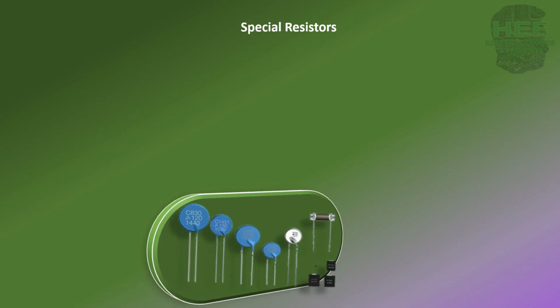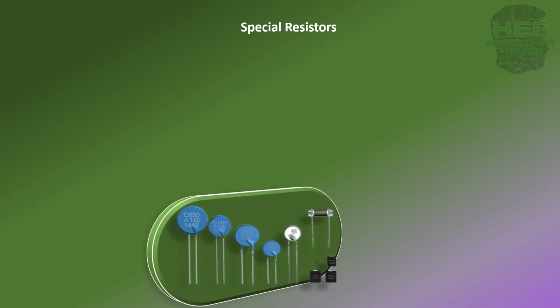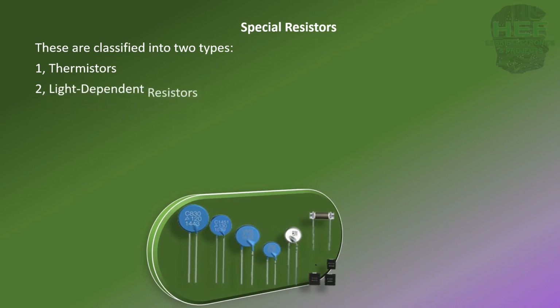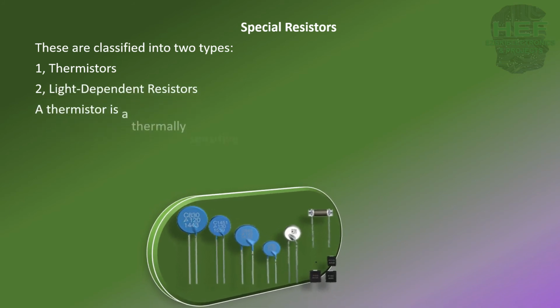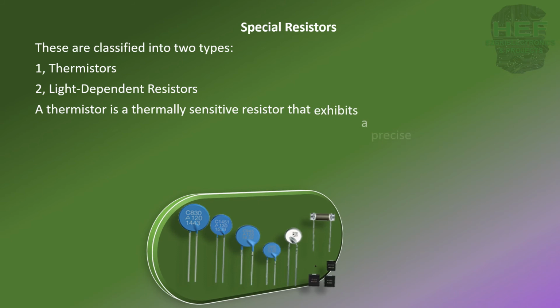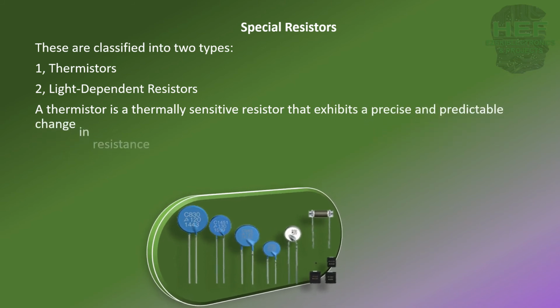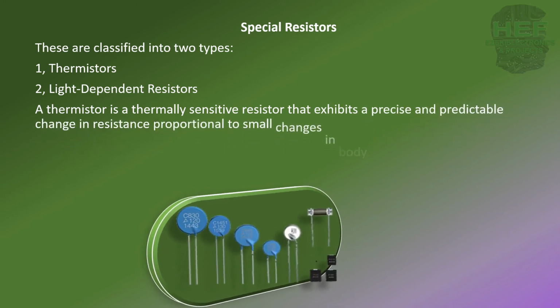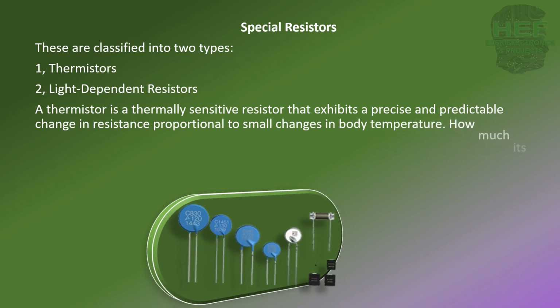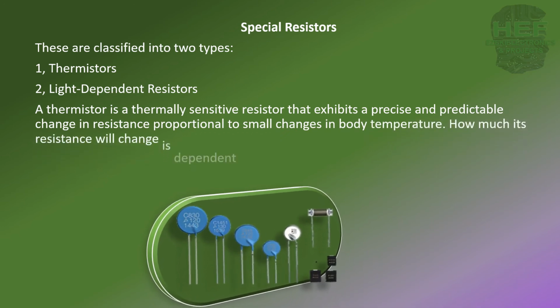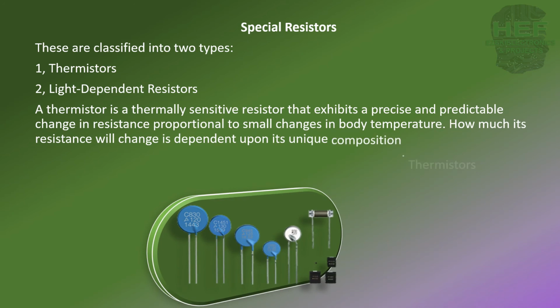Special resistors. These are classified into 2 types: thermistor and light-dependent resistors. A thermistor is a thermally sensitive resistor that exhibits a precise and predictable change in resistance proportional to small changes in body temperature. How much its resistance will change is dependent upon its unique composition.